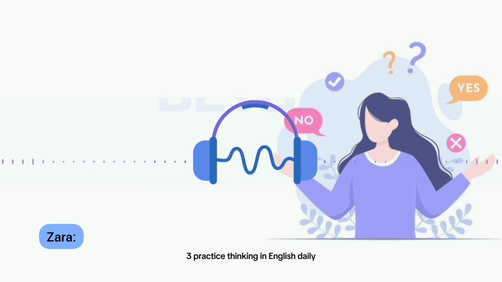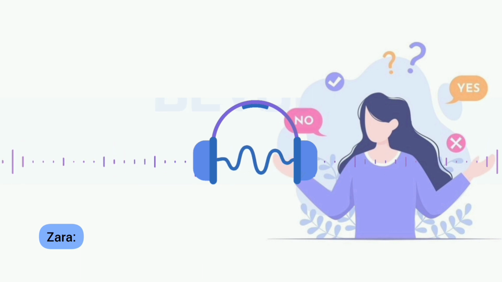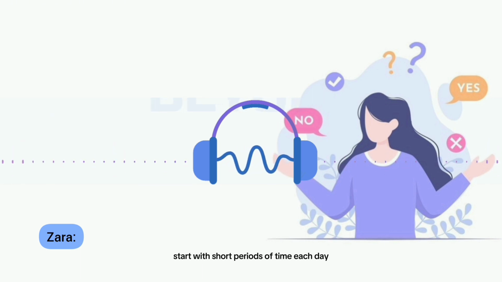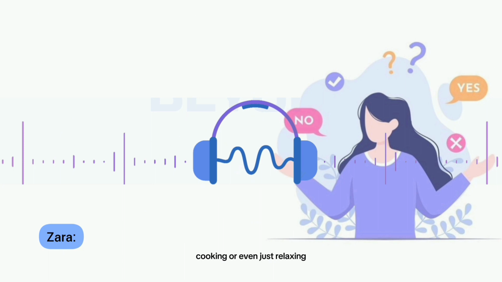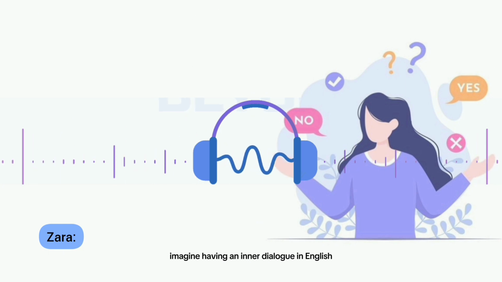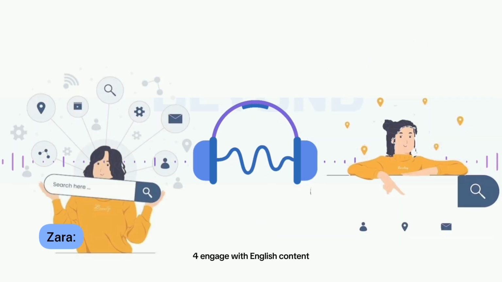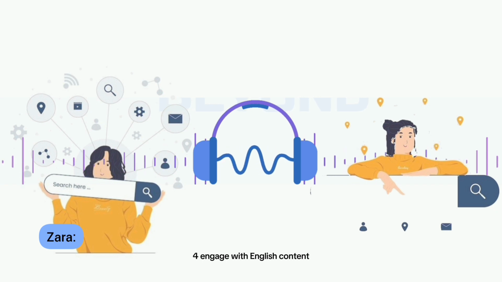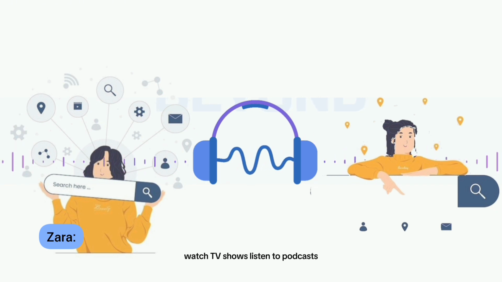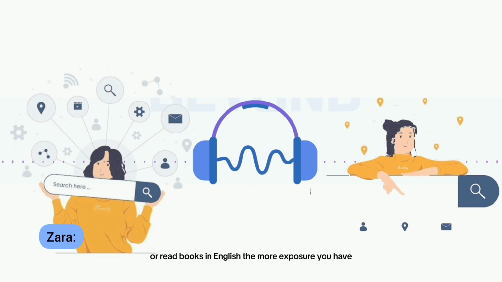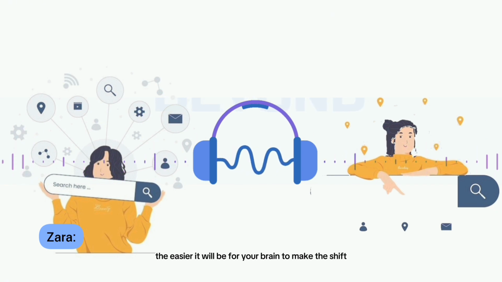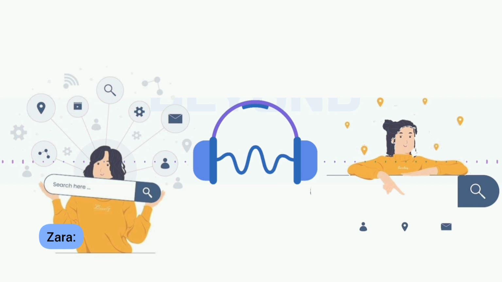3. Practice thinking in English daily. Start with short periods of time each day where you only think in English. You could do this when you're walking, cooking, or even just relaxing. Imagine having an inner dialogue in English. 4. Engage with English content. Watch TV shows, listen to podcasts, or read books in English. The more exposure you have, the easier it will be for your brain to make the shift.